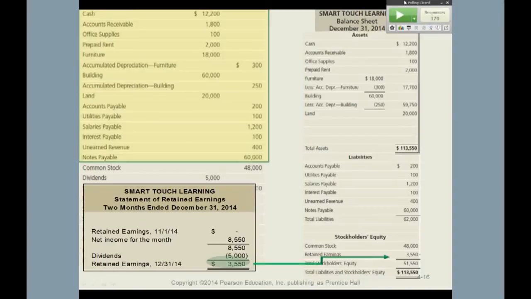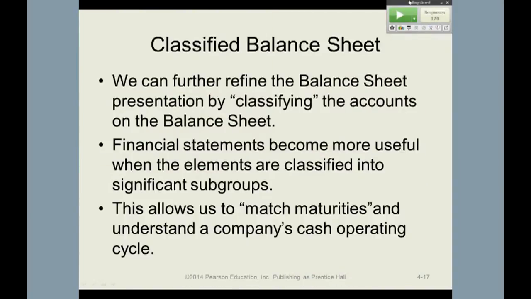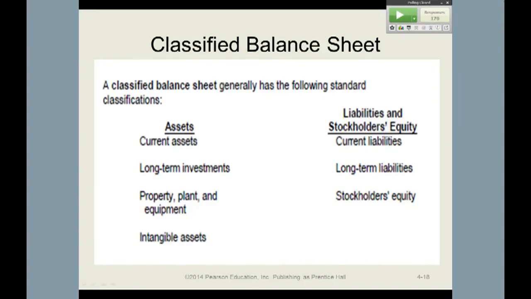Now, the issue I think that you need a little bit more time on is the classified balance sheet. What we're doing now is when we prepare a balance sheet, you're now going to have to worry about the classification of assets, classification of liabilities, and equity. We're going to group them now, and the primary concept here is to match maturities. So when you look at the slide, you'll see that these are typical categories on the balance sheet.